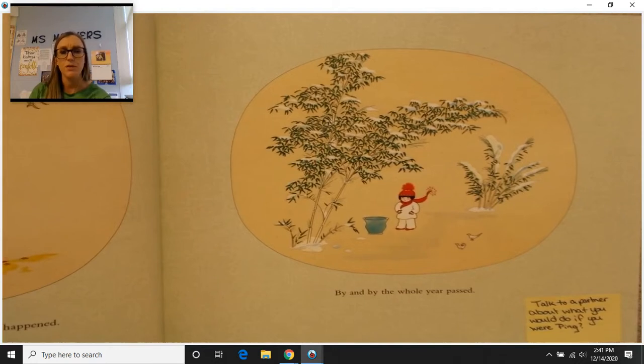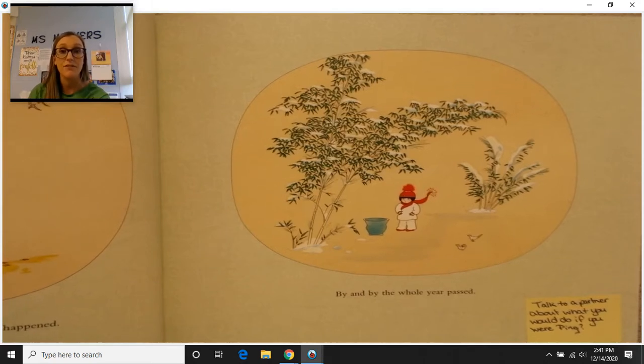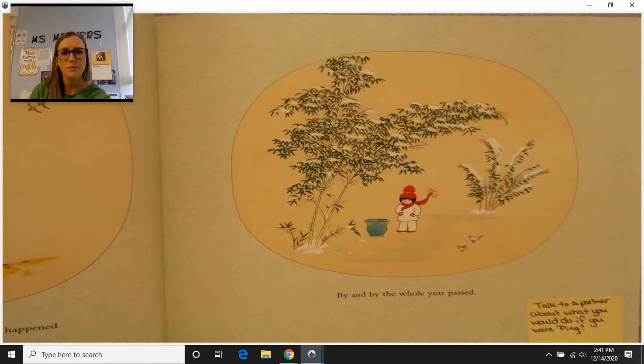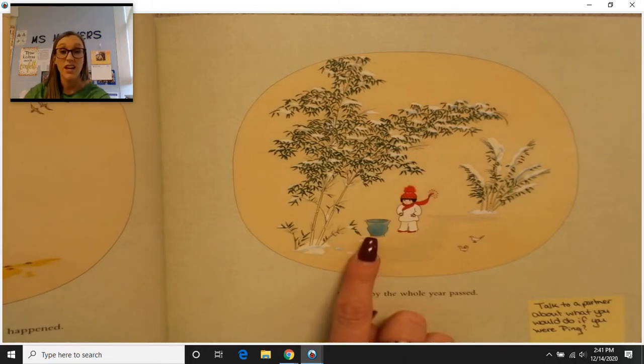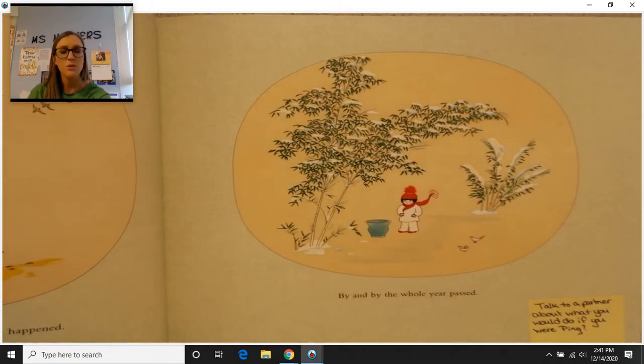What do you think you would do if you were Ping at this time? He's used to planting and things blossoming as soon as he plants them. But now he's planted this flower seed from the emperor and he really wants it to bloom, and it's been a whole year and still nothing has bloomed. So what would you do if you were Ping?